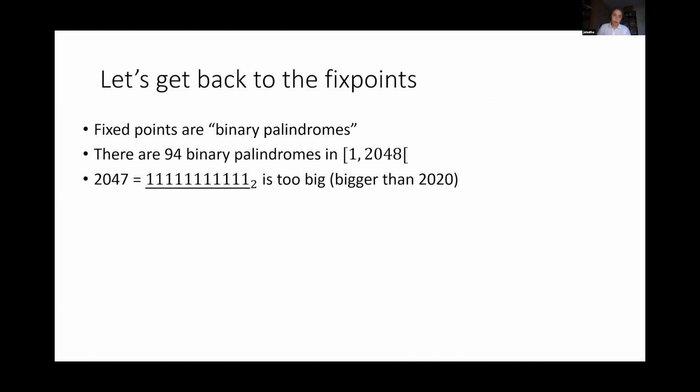There is one number, 2047, which is equal to 11111 and so on in binary representation. It's too big. And when we write 2020 in binary, we can see that this is the only number that is too big, since 2020 already starts with a lot of ones in binary representation. And so we have 93 fixed points in total, which solves the problem.